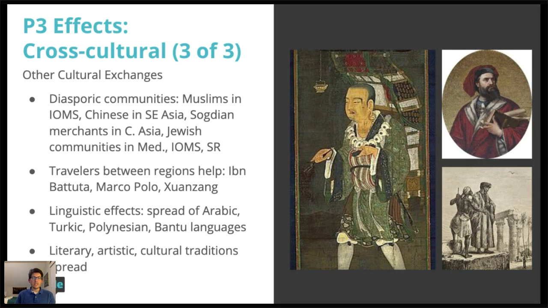They spur interest in trade. There are other cultural effects, linguistic effects, the spread of Arabic, Turkic languages, Polynesian, Bantu languages, and certainly the spread of literary and artistic traditions. All of these things are spreading along with those goods, whether it be rice or silk or tea or coffee or gold or ivory or furs, whatever it might be. Other things are moving as well. And that's really what is important about trade in time period 3, at least causes and effects. So that's time period 3.